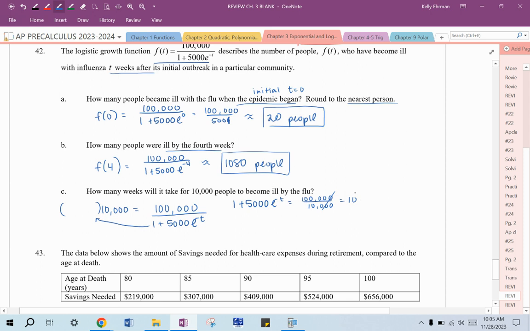Isolate e to the negative t, so subtract 1. Now it's 5,000 e to the negative t equals 9. Divide by 5,000. Natural log both sides and get rid of the negative. So t is equal to negative natural log of 9 over 5,000.